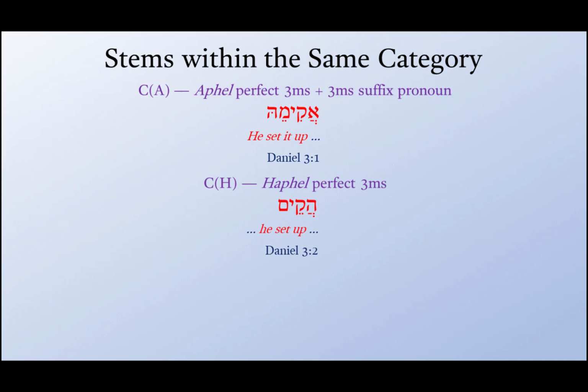But then in the very next verse is a hafel, that is to say a C, and then in parentheses H, just to specify that that's a hey prefix, he set up. So same literary context, same meaning, free variance, whether it's an aphel or a hafel.